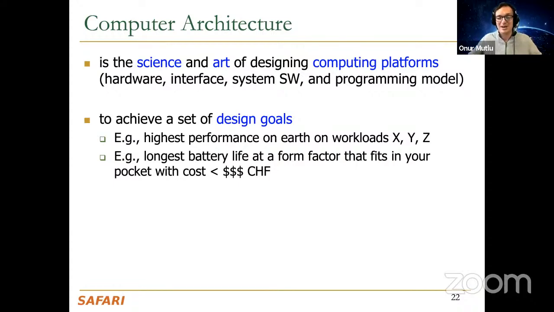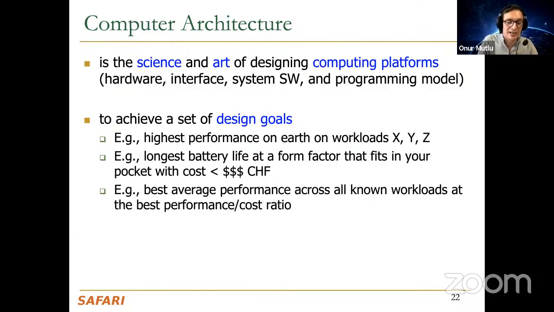So you can actually have many, many metrics you evaluate your design goals with. And in general purpose systems, it's more like you want to get the best average performance across all known workloads or all workloads you care about at the best performance and cost ratio, right? So clearly there could be many, many different design goals and systems that are designed based on the design goals. And computer architecture is really about enabling all of them. Because in the end, at the heart of the design, you will have to have a computing architecture that works and enables your design goals.